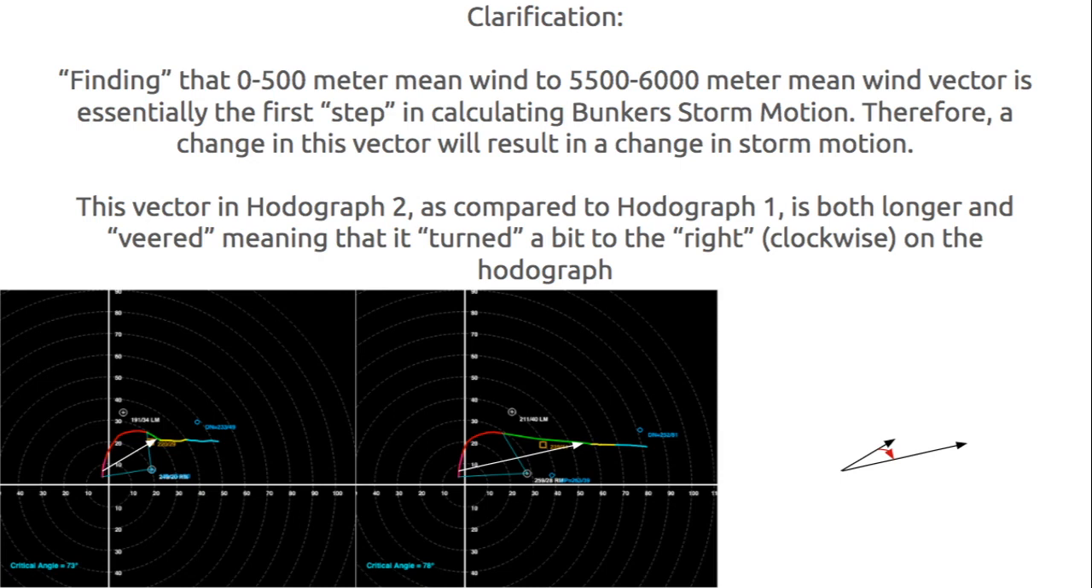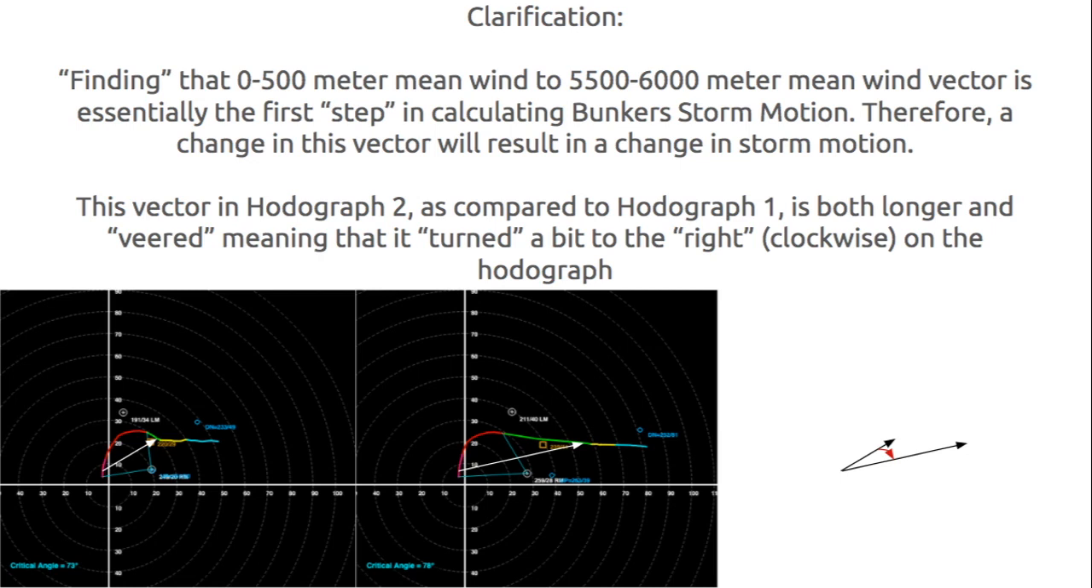Okay, so this is me after this video, coming back, and I realize this is kind of a confusing part here, and I wanted to make a little clarification. So essentially, finding that 0 to 500 meter wind to 550 to 6,000 meter mean wind vector, so the vector between those two mean winds, is essentially the first step in calculating Bunker's storm motion. Therefore, a change in this vector is going to result in a complete change in storm motion, because this is essentially the baseline, the most important vector here in calculating storm motion.